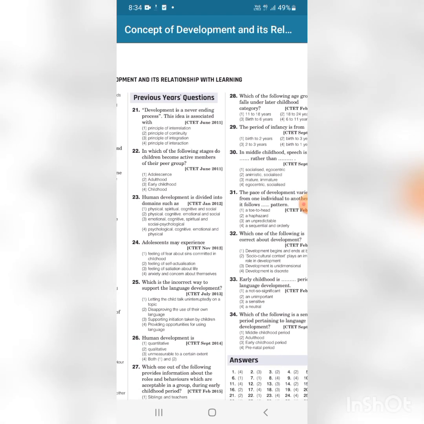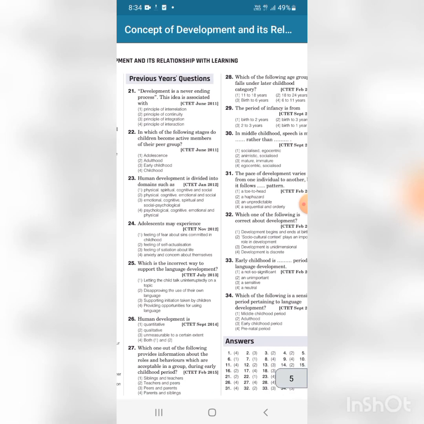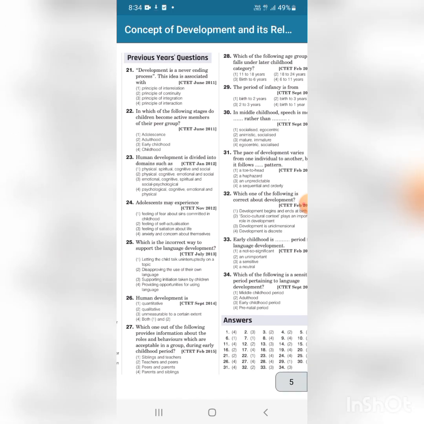Question number 23. Human development is divided into domains such as, the answer would be psychological, cognitive, emotional, and physical. Question number 24. Adolescents may experience, the answer would be anxiety, concern about themselves.